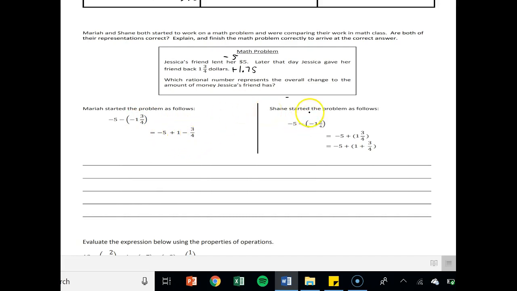That's interesting. Shane decided to do -5 minus -3/4, which turned into -5 plus positive 1 3/4. So I believe who is correct? You're going to tell me Mariah or Shane. So is correct. So you have to tell me. And then I believe this because, and then you're going to give me the reason why you think either Mariah or Shane is correct. So their name's going to go in there, and then give me the reason why.